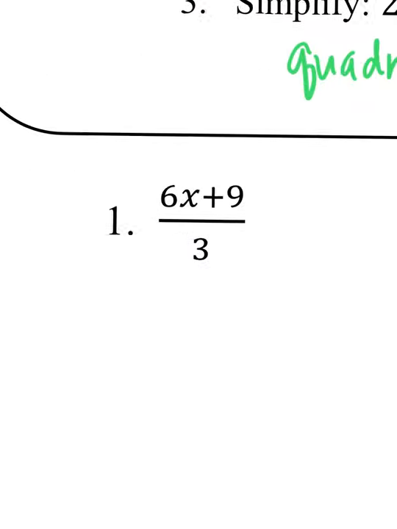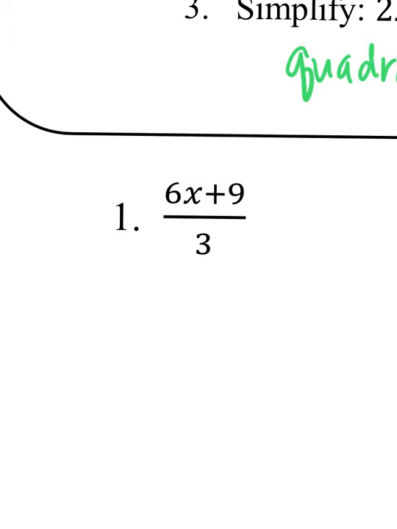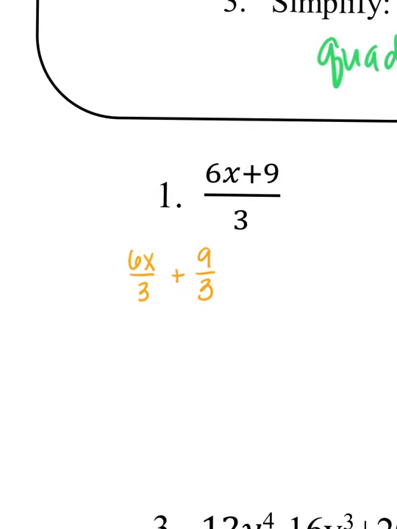Okay, so let's try this one together. So the first step is to break it down. And we're going to break it into 2. So I have 6x divided by 3 plus 9 divided by 3. And with my first term, I have 6 divided by 3 is 2. And I don't have any x's with my 3, so it's just 2x plus 9 divided by 3 is 3. So then my answer is 2x plus 3.